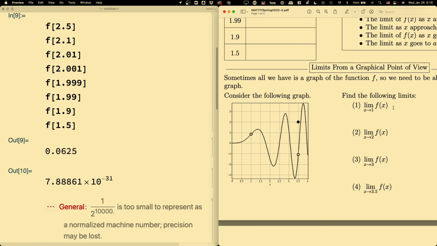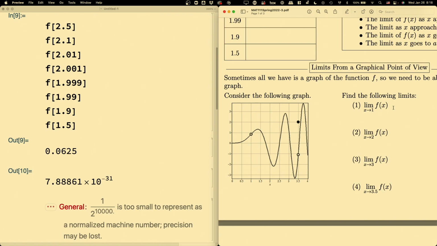Can I plug 1 into this function? Okay, so I'm not asking what the limit is. I'm asking what's f of 1. It's undefined. How do you know it's undefined just based on the graph? Because there's a hole there. Okay. Does that make sense? All right.